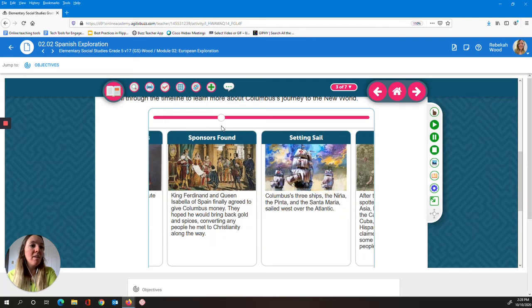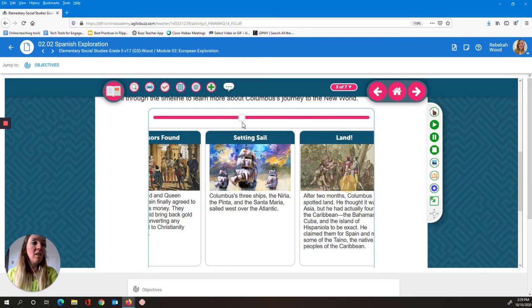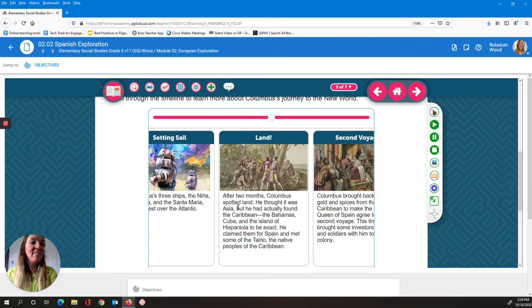When he set sail, there were 3 ships. So not only Columbus, there were lots of other voyagers. But Columbus was the one that started it, which is why we know his name and why he's famous. He took 3 ships, the Nina, the Pinta, and the Santa Maria, over the Atlantic Ocean to find Asia and to find gold and spices, to teach Christianity, and so on. And he found land, which was the Caribbean, and then he brought back things with him to Spain.